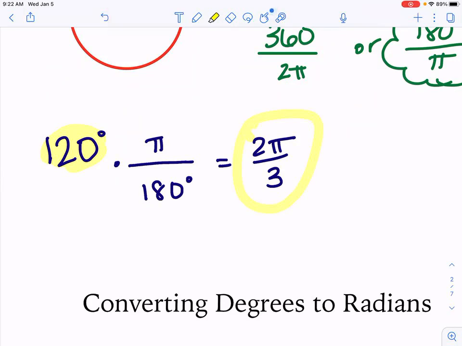Okay, radian measure does not have any sort of symbol. So if you have an angle and there's no degree sign, then that means it's a radian.